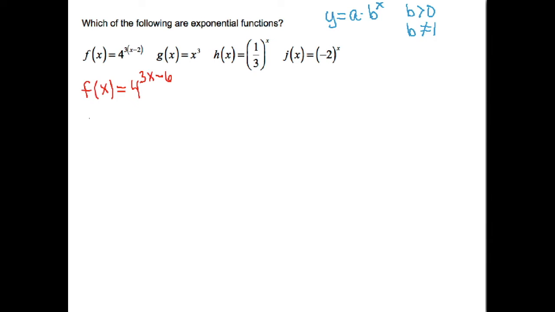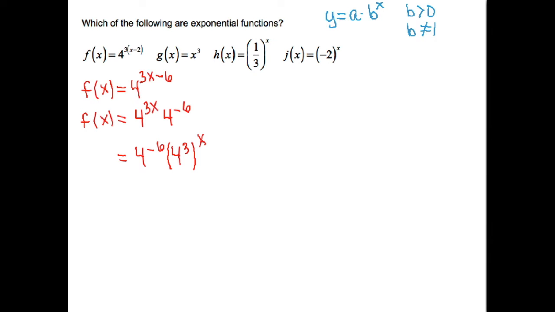Now I'm going to continue to rewrite my function. f of x is equal to 4 to the exponent 3x plus a negative 6. When I multiply the bases, I add the exponents. If I'm adding the exponents, I can multiply the bases. So I have 4 to the 3x times 4 to the negative 6. Now I'm going to interchange the terms, since I can multiply in any order. I have 4 to the negative 6 times 4 to the third raised to the x. When I raise a base to an exponent and raise it to an exponent, I can multiply the exponents.